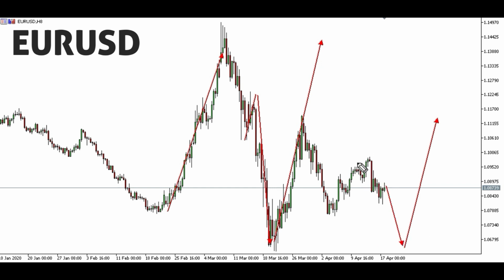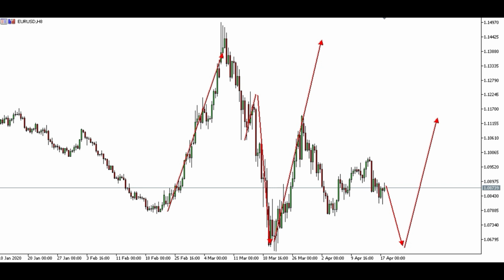If you have not entered the setup from here, just ignore this and wait for the completion of the structure, then wait to buy from this level here, all the way until this level here. That's for Euro USD. If you did not enter here, just wait and then enter here for a buy. If you entered here, make sure you shift your stop loss to break even so that you run a risk-free trade. As this one unfolds, you are free, and if it decides to go against you, you can be taken out with break even.